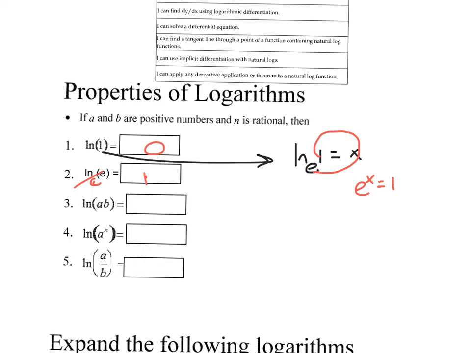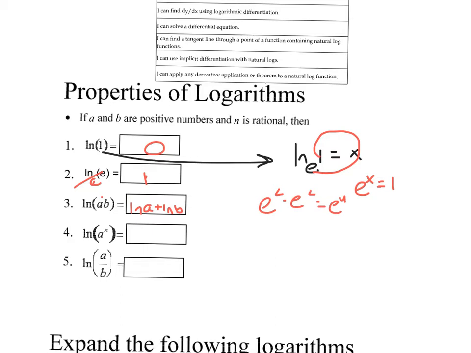ln of a times b, just a reminder of some of the properties. Whenever you see multiplication, it's kind of like exponents, right? e squared times e squared is really e to the 4th. You add the exponents, same thing here. ln of a plus ln of b. The tricky part is to remember you have to have an ln in both parts.